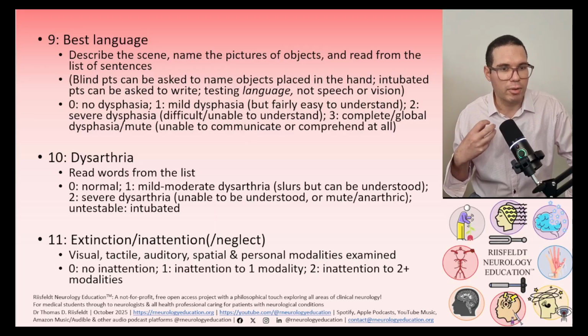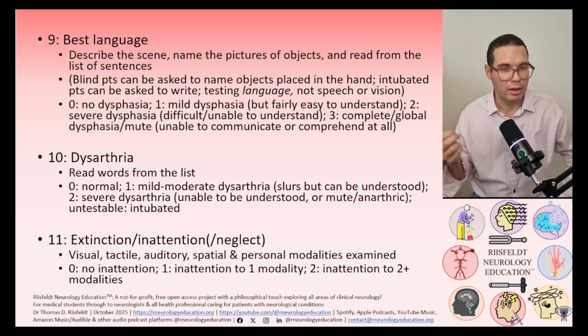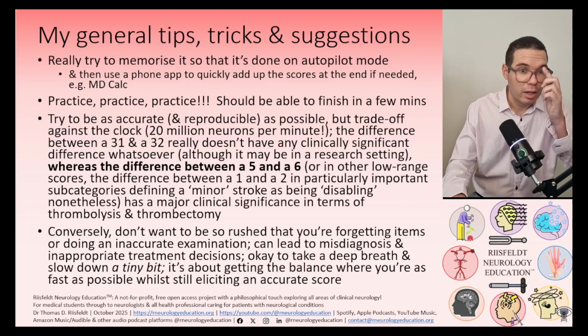The final item, item number 11, is extinction and inattention, formerly known as neglect. And this is involving multiple modalities, so visual, tactile, auditory, spatial, and personal modalities. And this is scored from 0 to 2. 0 is no inattention in any modality. 1 is inattention in one modality. And 2 is inattention in 2 or more modalities. So that's it. Easy, right?